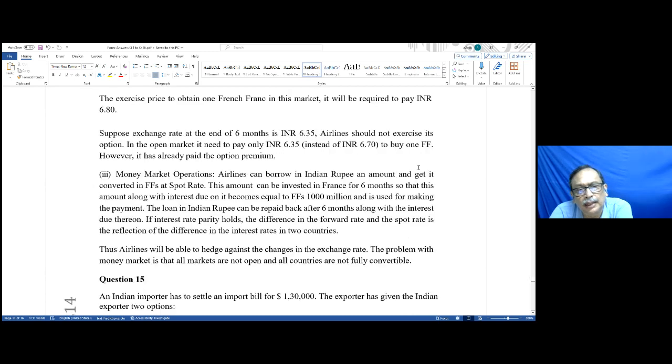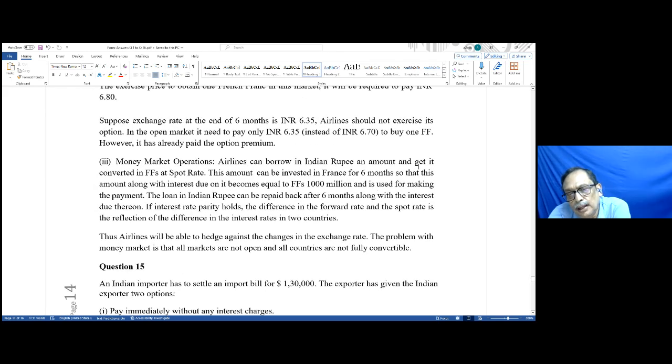Number 3, money market operations. Airlines can borrow in Indian rupee an amount and get it converted in FF at spot rate. This amount can be invested in France for 6 months so that this amount along with interest due on it becomes equal to FF 1000 million and is used for making the payment. The loan in Indian rupee can be repaid back after 6 months along with the interest due thereon.